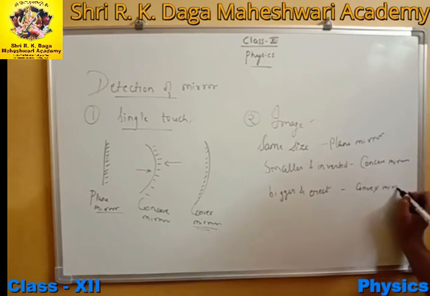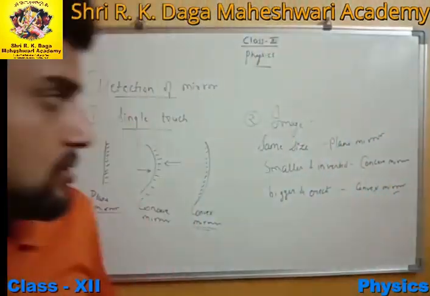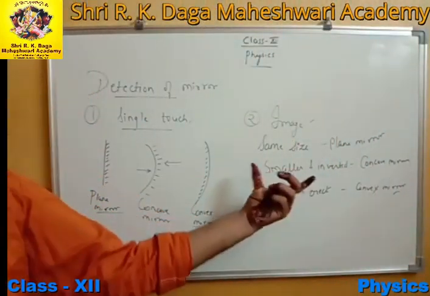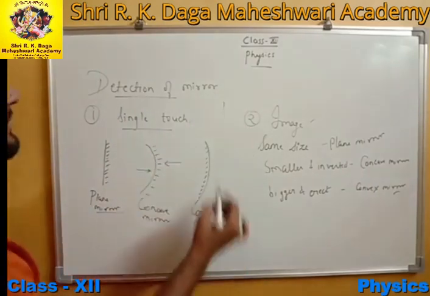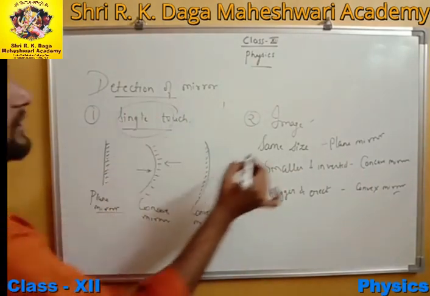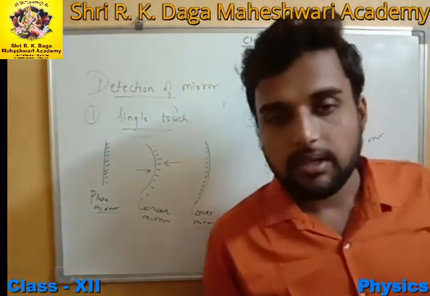Okay, as we have discussed the image formation in case of mirrors, we have seen that the image formed in case of concave mirror is always smaller and inverted, while the image formed in case of convex mirror is always bigger and erect. So this is how we can detect the difference between the mirrors by single touch method and by the image formed by these mirrors.